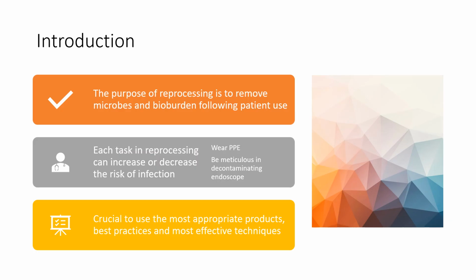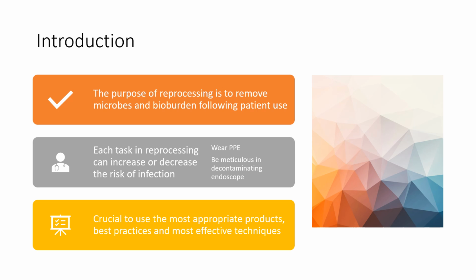All right, a brief introduction. So the main purpose of reprocessing in general is to remove microbes and bioburden following patient use. For endoscopes, again, it is extremely important because the risk of infection is so high. So we need to be meticulous when we are decontaminating endoscopes, as well as wearing proper PPE. Now that's not just for patients, that is also for us.